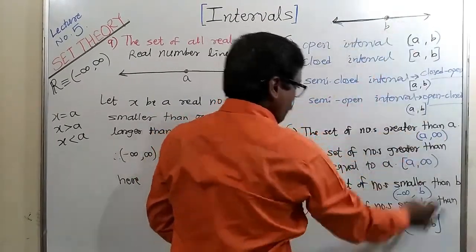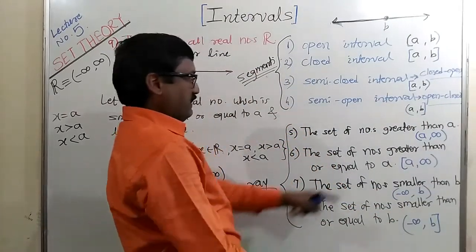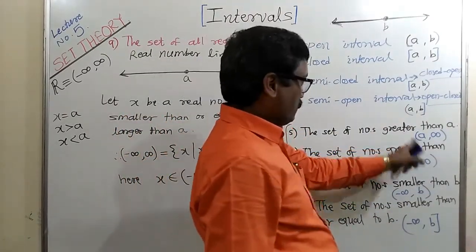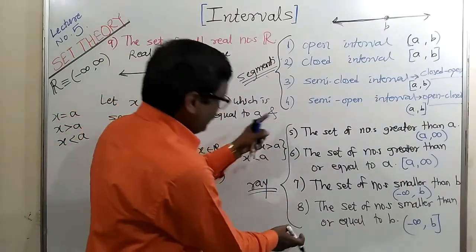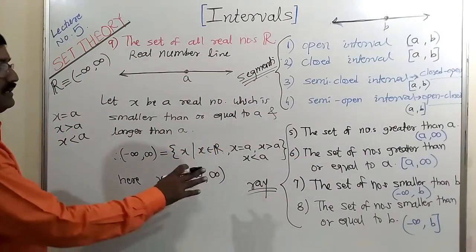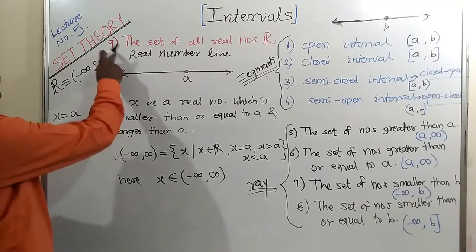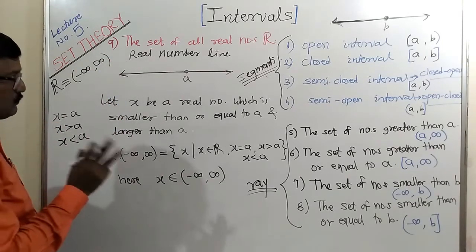So the origin is b here; here b is not the origin. In this ray, a is not the origin. In this case, a is the origin of this ray. So these 5 to 8 sets represent different rays, and this last, 9, represents 2 rays.